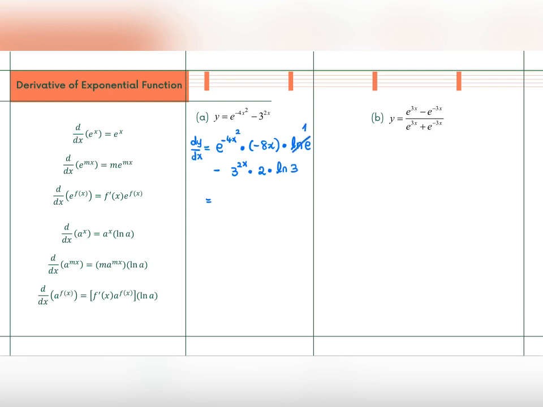Okay, now let's simplify our derivative. Ln e sama dengan 1. So bila digabungkan, we are going to get negative 8x e to the power of negative 4x squared. Okay, 3 dengan 2 tak boleh darabkan. Sebabnya apa? Sebab 2 ni dia tak ada power yang sama dengan 2x. Maksudnya ini dia akan kekal seperti ini sahajalah, yang mana saya akan tulis sebagai negative 3 to the power of 2x ln 3, multiplied by 2.